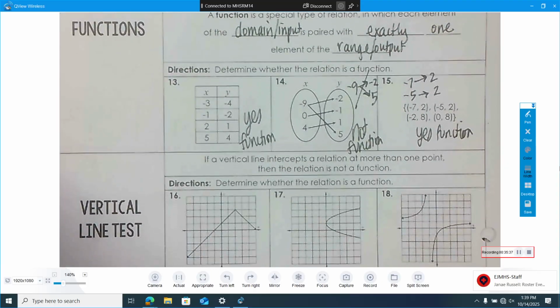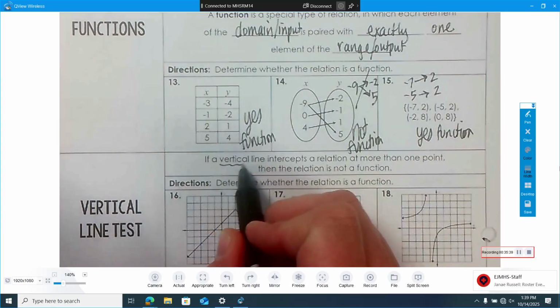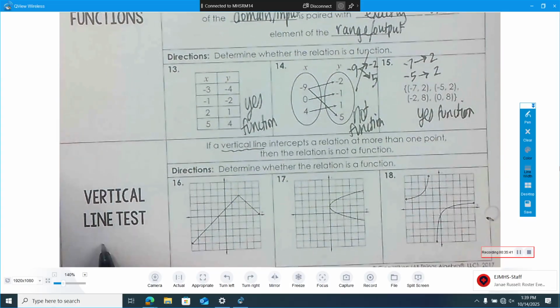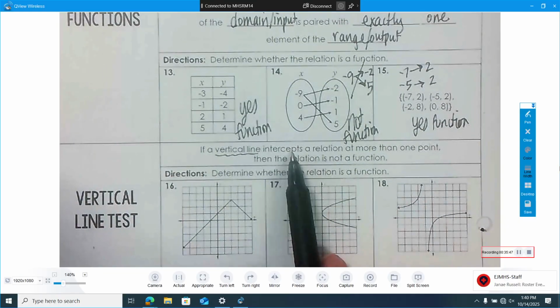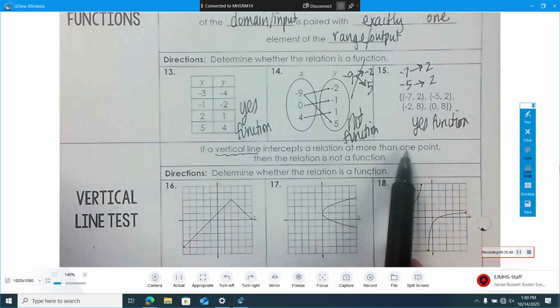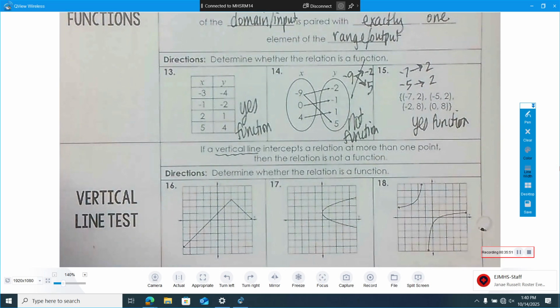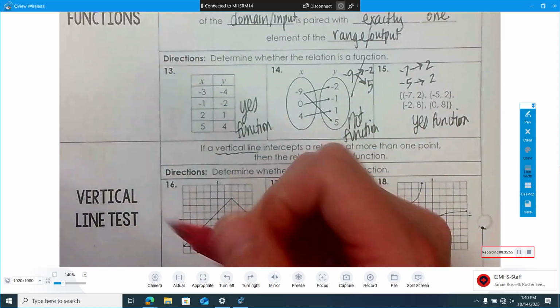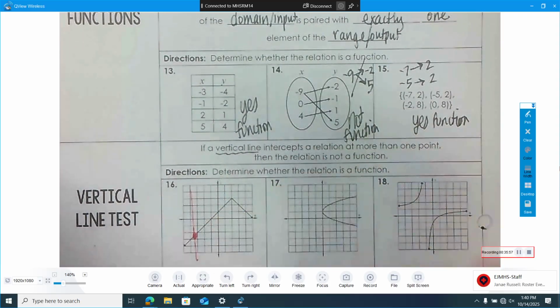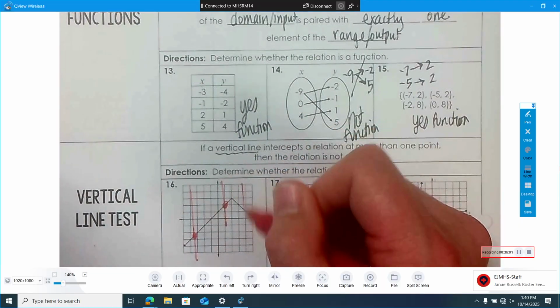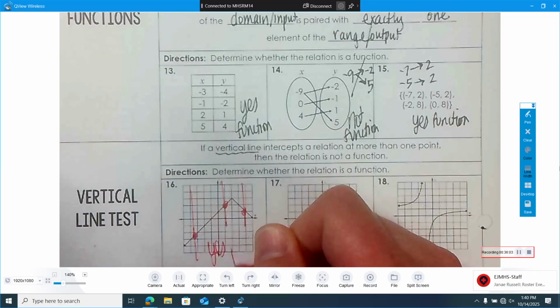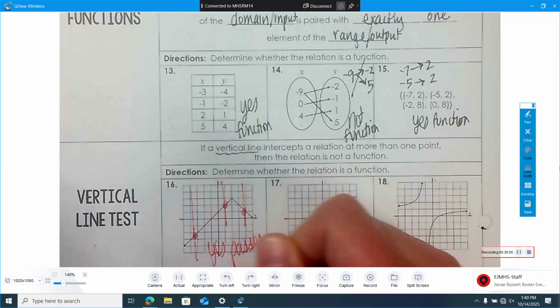Graphically, we can use the vertical line test. The vertical line test is a nice way to determine whether or not something is a function. If a vertical line intercepts the relation at more than one spot, then it is not a function. If I were to draw in a vertical line here, I can see that it crosses my graph just one time. So is this a function? Yes, it passes the vertical line test.